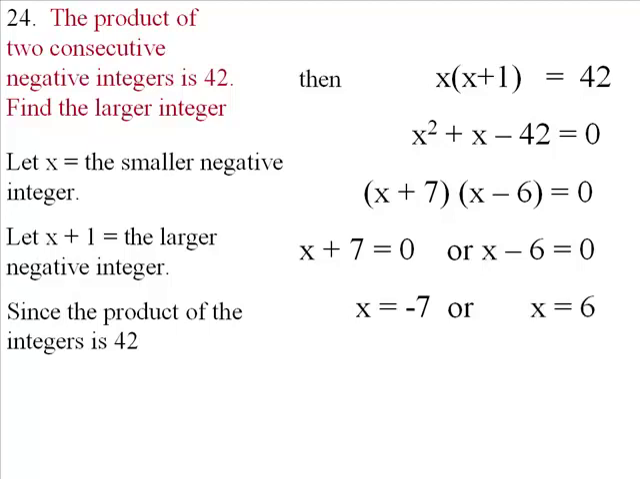Now since we want the product of two consecutive negative integers, we're not going to use a plus 6. We're going to use the negative 7. Negative 7 is your first negative integer. 1 bigger than negative 7 is 1 to the right of negative 7 on a number line. So x plus 1 will be negative 7 plus 1, which will be minus 6. That is the larger integer. You have negative 7 times negative 6, which is 42, and the larger of the two integers is negative 6.